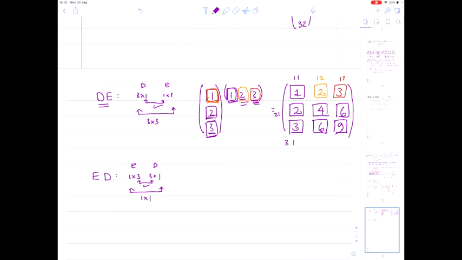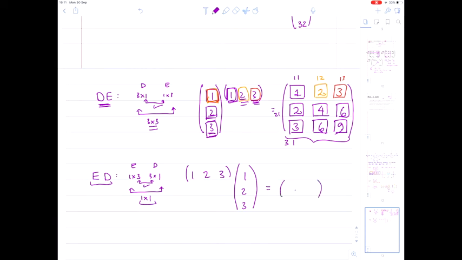So notice you should be starting to see that the order in which you multiply matrices is really important. Here we took D times E, and we ended up with a 3 by 3 matrix. But if we reverse the order, if we go E times D, then we're going to end up with a 1 by 1, and we see it's just got one little entry.